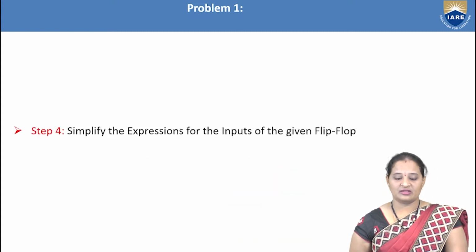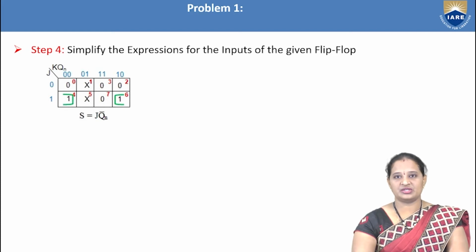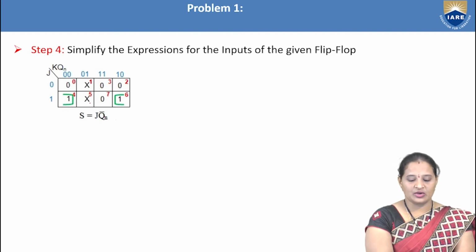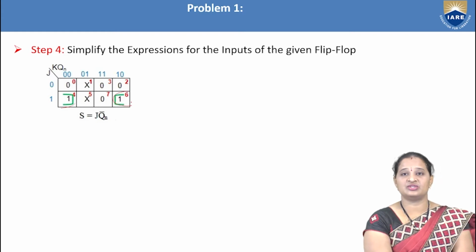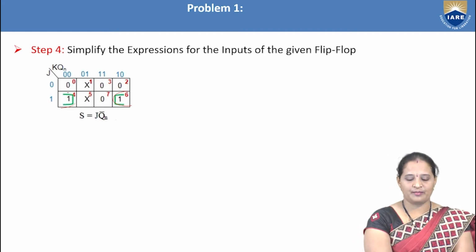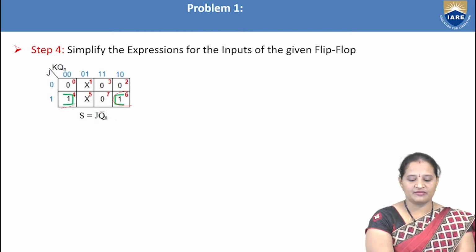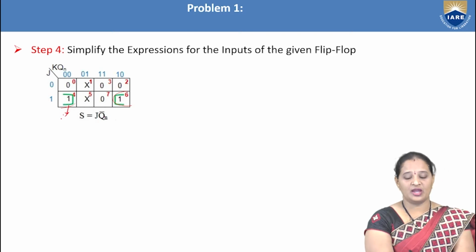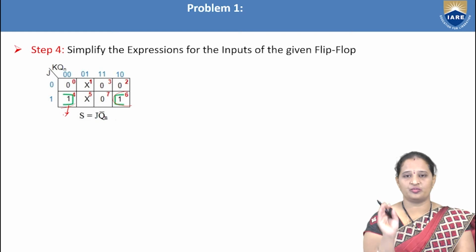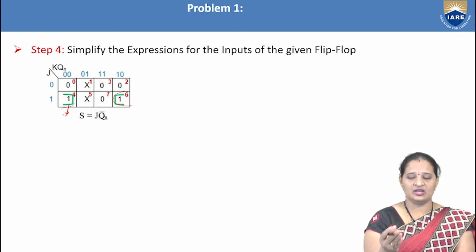Now we will be deriving the equations. Here this is the K-map for the S input. Even though we have don't cares, we can form only one pair here such that these two ones are covered. As you all know, don't cares need not be covered by the group. So what is the prime implicant for this one? When you are writing the prime implicant, you have to consider only the variables which are common to all the cells grouped together, and the variable which is varying, you can eliminate.